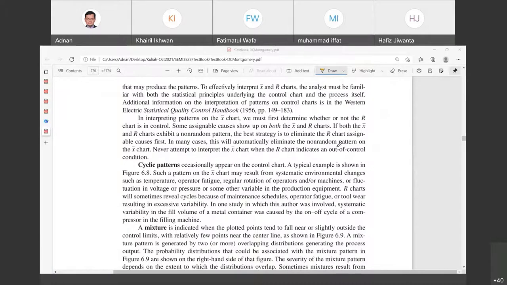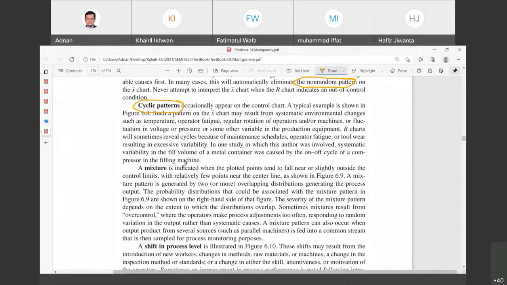Patterns in the control chart. What we call non-random patterns. What are the non-random patterns that we have? We have the cycle pattern or cyclic pattern. These are common patterns where you are using a control chart. What I mean is, when you have a control chart, the pattern of the process might be fluctuating. It is within the control limit, but it fluctuates like this. If we connect the line, it just looks like this. So this is showing something.